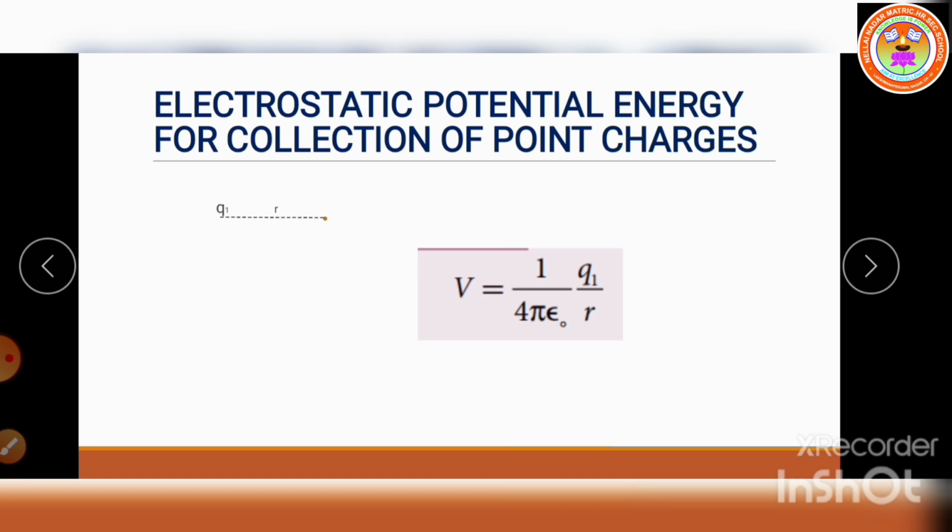Now we are moving the charge Q2 from infinity to this point at a distance R from Q1. So the work will be done. Okay, so listen, the work done is the product of charge and the potential. It is the product of what? Q2 into V. Okay, understand children?